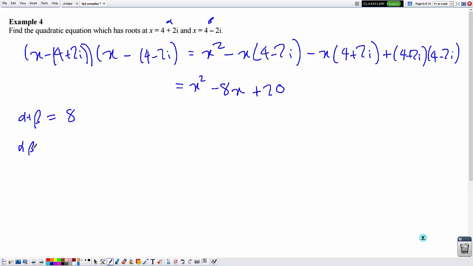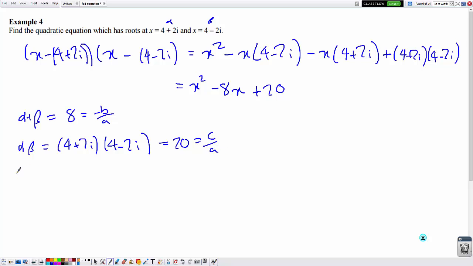Alpha beta, product of the roots. So this requires a little bit of working out. It's not that bad though. So it's 4 plus 2i times, and by the way, remember this is your minus b over a, 4 plus 2i times 4 minus 2i. And we already know what this is. 4 times 4 is 16. And then it's a minus 4i squared, which is actually a plus 4. So this is 20. And this is your c over a.